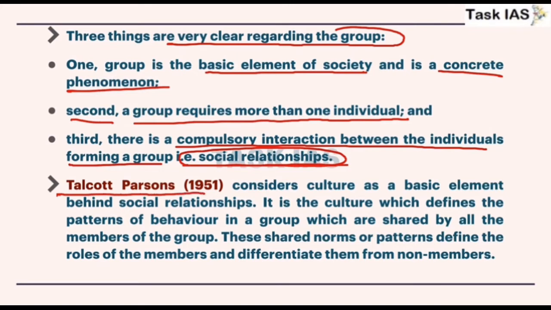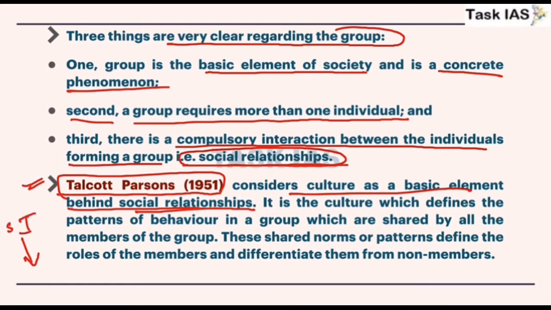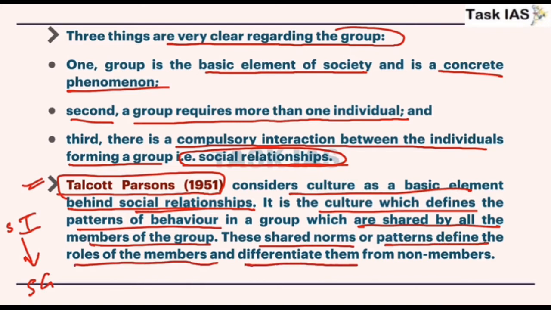Now, according to Talcott Parsons, culture is the basic element behind social relationships. He considered culture important for any social group, because if they have similar kinds of behavior and needs, only then will these social interactions take place, and these interactions are needed for the growth, origin or continuation of any social group. It is culture which defines the pattern of behavior in a group which is shared by all members. These shared norms or patterns define the roles of members and differentiate them from non-members. So again, these common behaviors are the hallmark of the presence of any social group, and are different from non-members of that particular group.